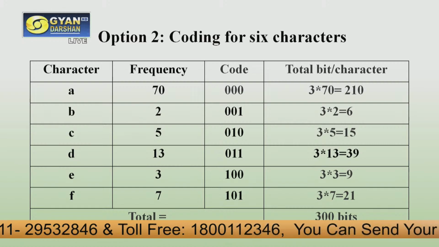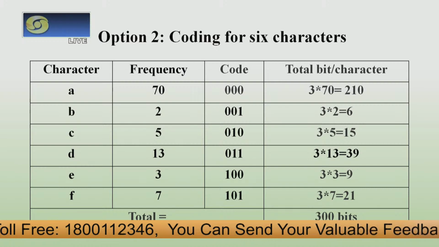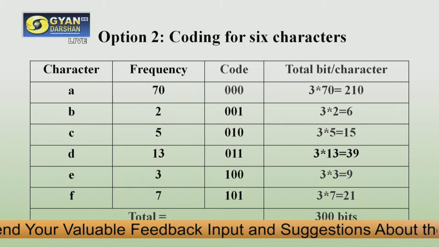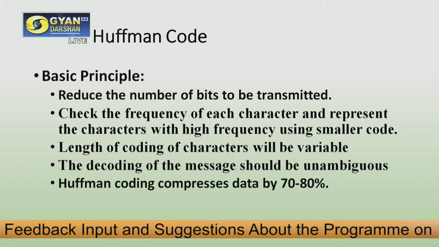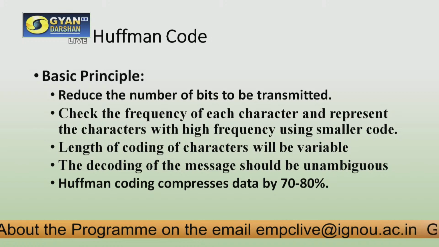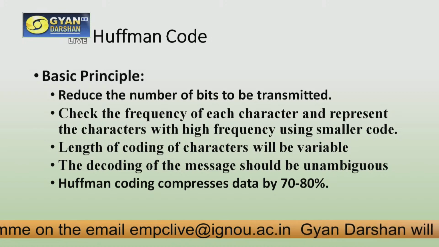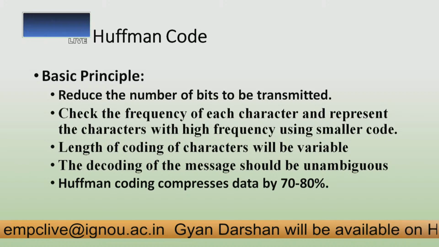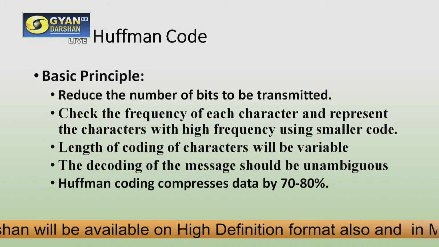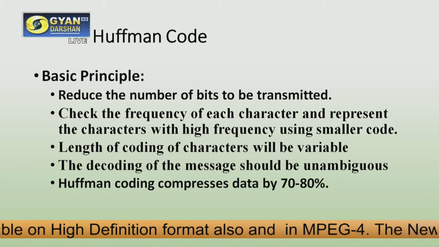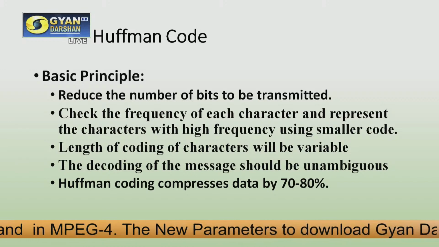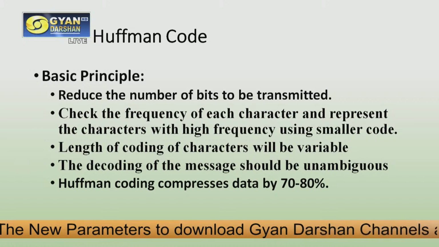Now the question is, can we do still better than that? Well, that is where the need for Huffman Code comes in, right? So what is Huffman Code? Let's first understand the basic principles related to Huffman Code. First and foremost, it tries to reduce the number of bits which are to be transmitted. So it should be even less than 300. That's what we are saying. If we use Huffman Code, the number of bits is going to be even less than 300, which was the last case.